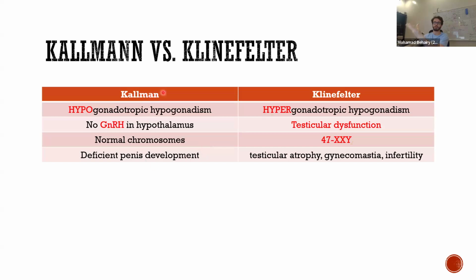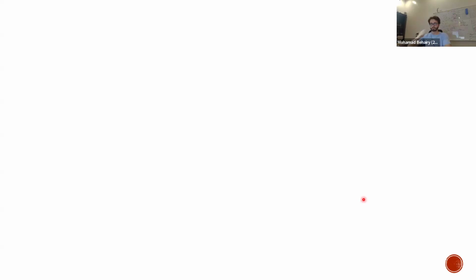Okay, what is the main thing seen in Kallmann syndrome? That the penis will not develop well. While in Klinefelter we will see testicular atrophy, the testes will get smaller, gynecomastia, breast development, and infertility.